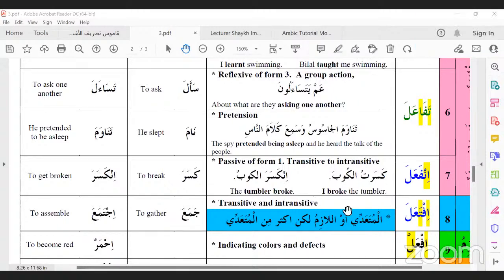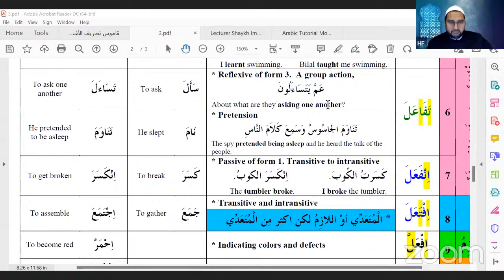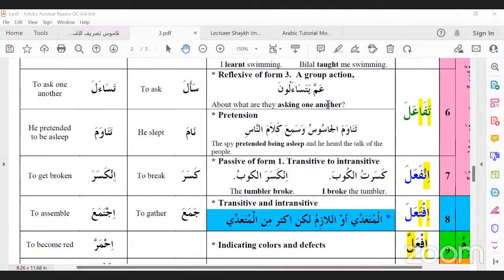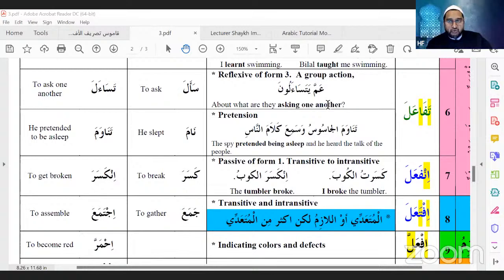One quick question. Does the sixth form always have this pretending connotation? Amma yatasa'alun would mean they are all pretending. No, there are two meanings for it. One is asking each other, and the other is tanawama, to pretend.